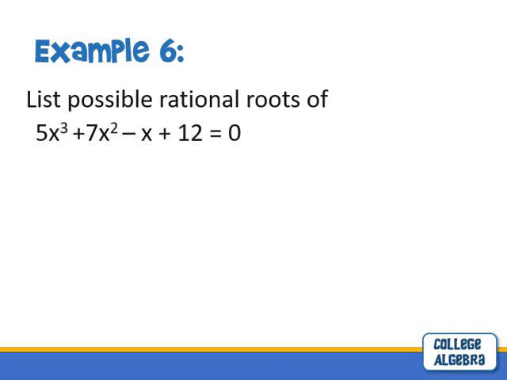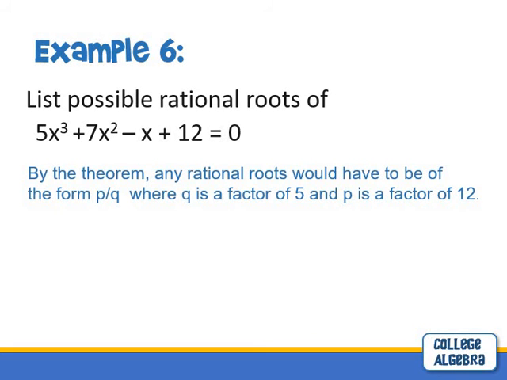And here's one application of it. So list the possible rational roots. We're not going to solve it. We're just going to list the possible rational roots. It's also possible that it doesn't have any rational roots, but it will eliminate infinitely many numbers from the list and give me a list of possible rational roots. So by the theorem, any rational roots have to be of the form p over q, where q is a factor of 5, the leading coefficient, and p is a factor of 12, the constant.